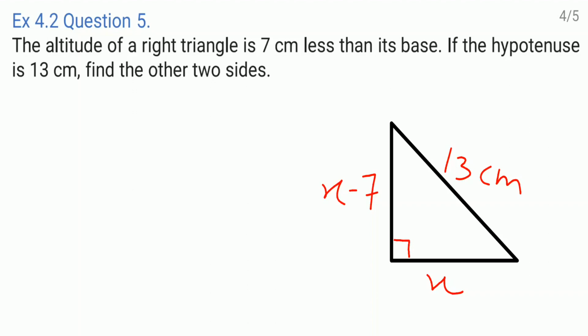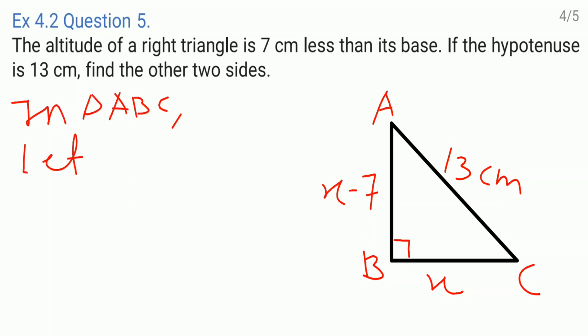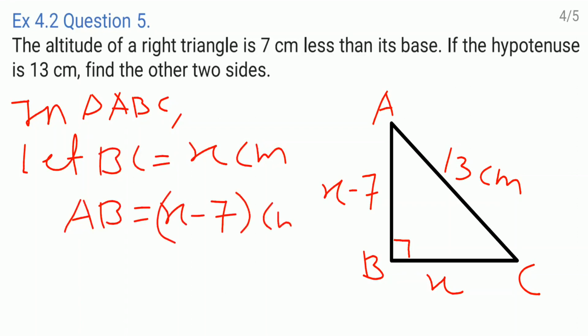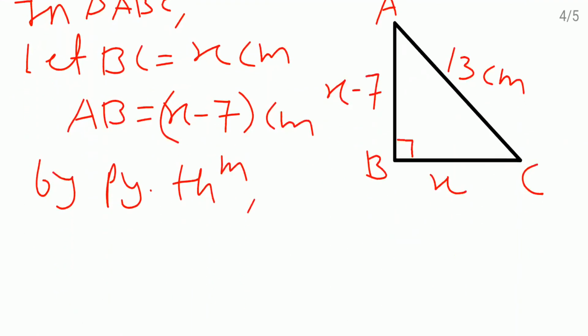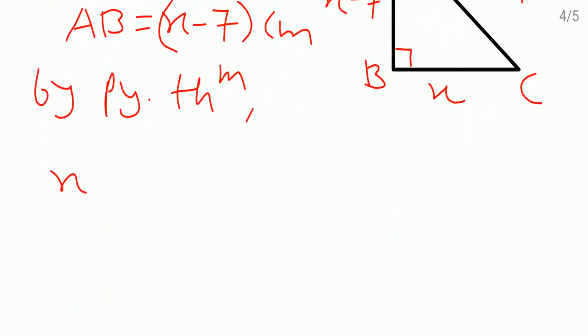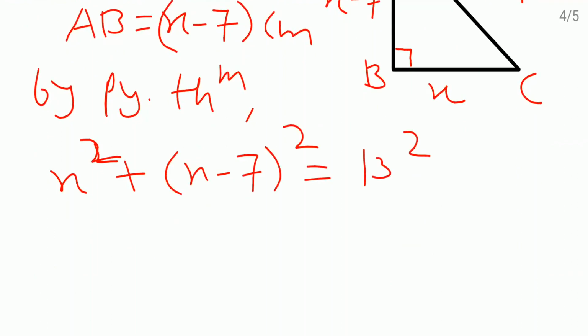As it is a right angle triangle, easily we can apply the Pythagoras theorem. So I will name this triangle as triangle ABC. So here I'll write down, in triangle ABC, let BC be equal to x centimeter, and AB equal to x minus 7 centimeter. Then here, by Pythagoras theorem, I'll write down here x square plus (x minus 7) square, which is equal to 13 square.